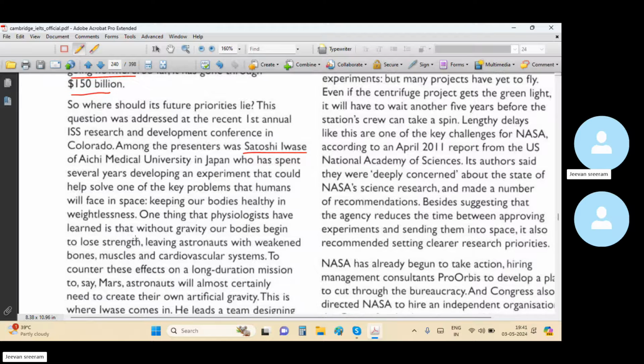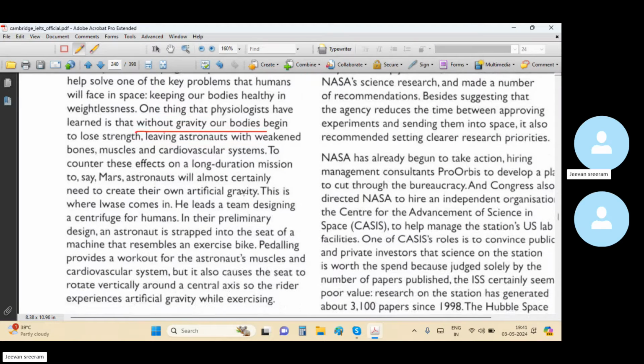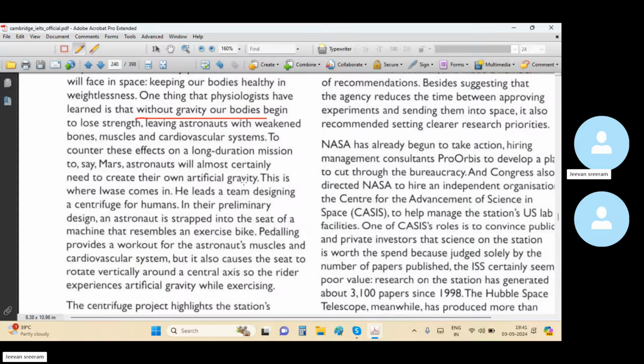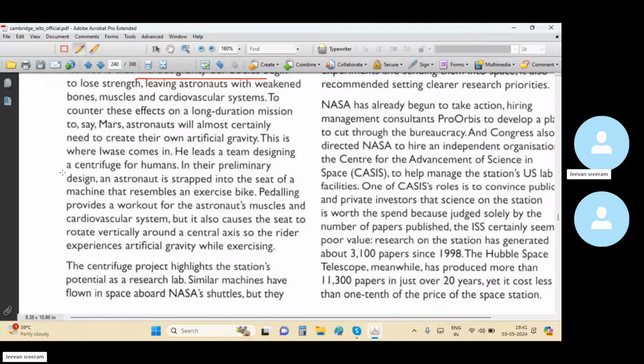Physiologists have learned that without gravity, bodies begin to lose strength. The problems facing astronauts could almost certainly be solved by artificial gravity. So this is where he comes in. He heads a team designing a centrifuge for humans. In their preliminary design, the astronaut is strapped into a seat that resembles, just exactly like, an exercise bike. Pedaling provides... these are the proof lines: it's a centrifuge for humans. That machine, which resembles an exercise bike, provides a workout for astronauts' muscles.